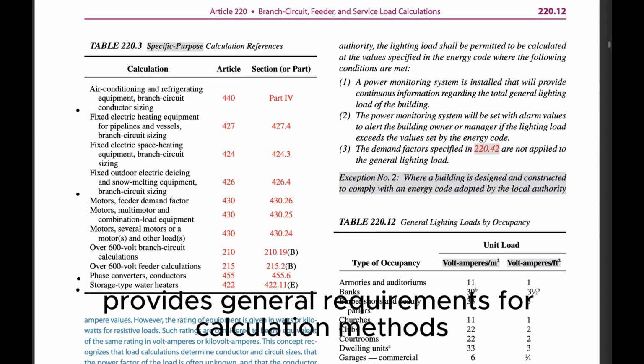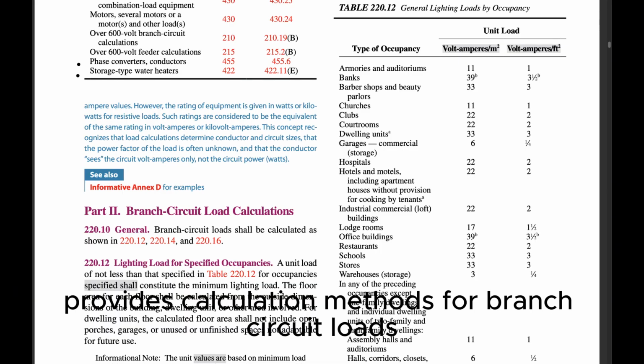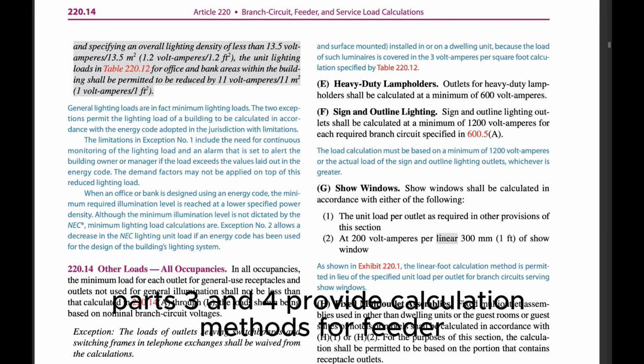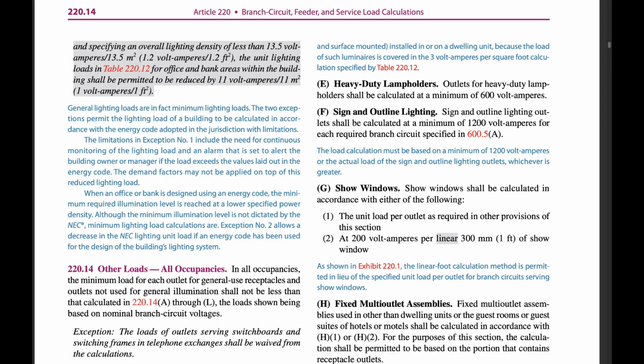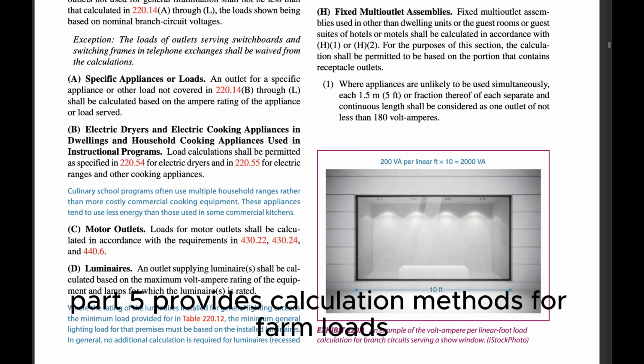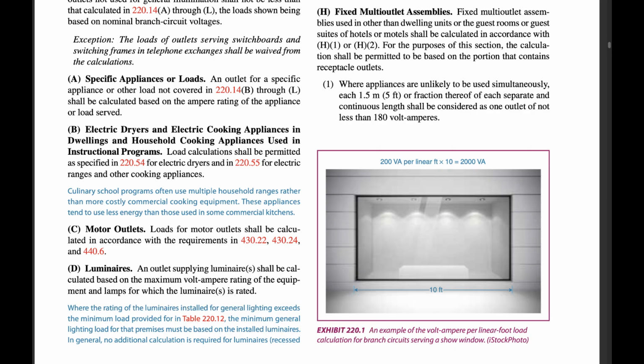Part 1 provides general requirements for calculation methods. Part 2 provides calculation methods for branch circuit loads. Parts 3 and 4 provide calculation methods for feeder and service loads. Part 5 provides calculation methods for farm loads.